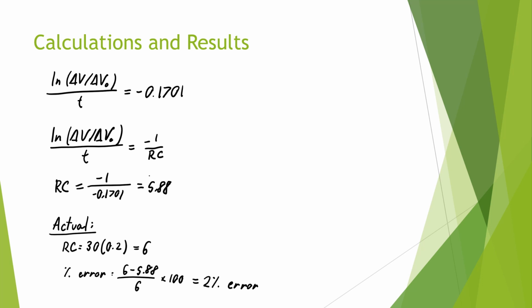Here are my calculations. You can see the natural log was taken, and these were pulled directly from the data that was shown on the previous slide. We know the slope from the graph is equal to this value, so negative 1 over RC can be said to equal that slope. To solve, which was found to be 5.88, in reality it should be 6, which means that there was a 2% error in this experiment.